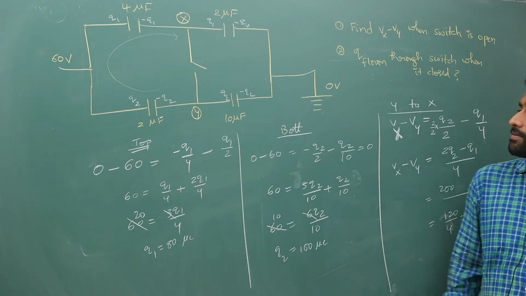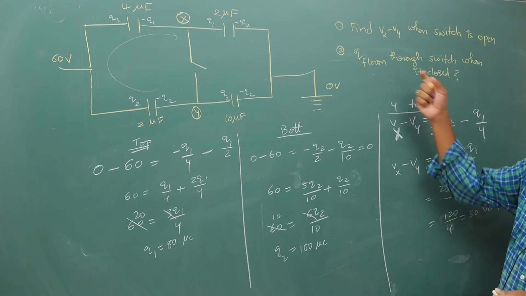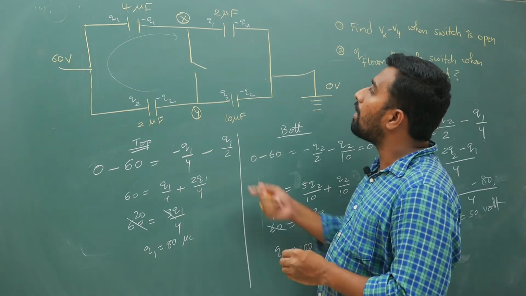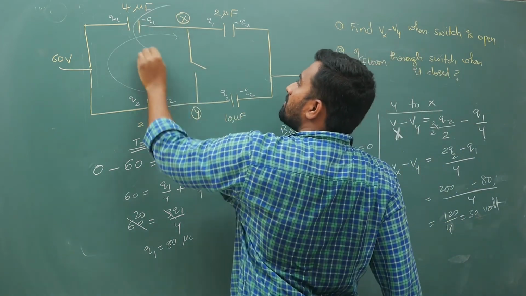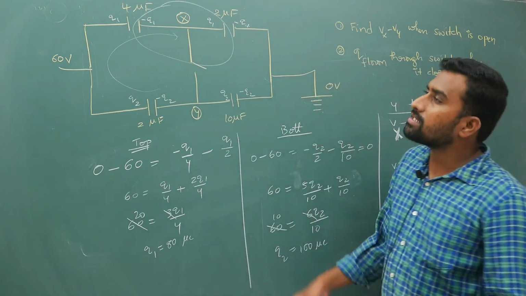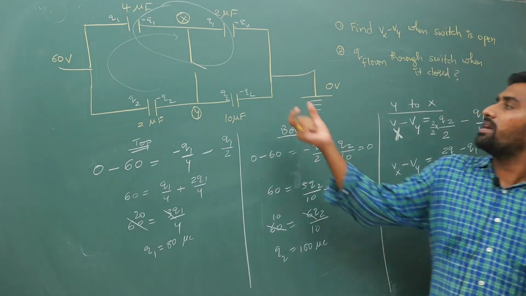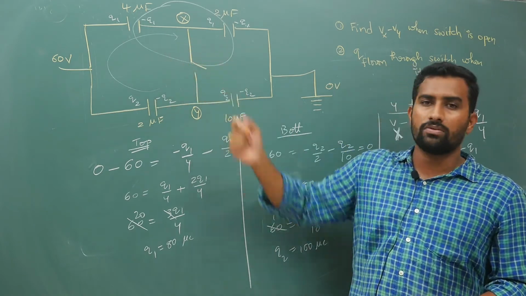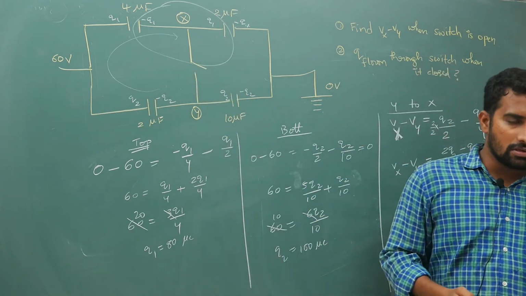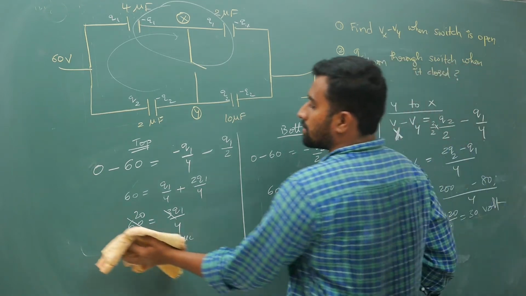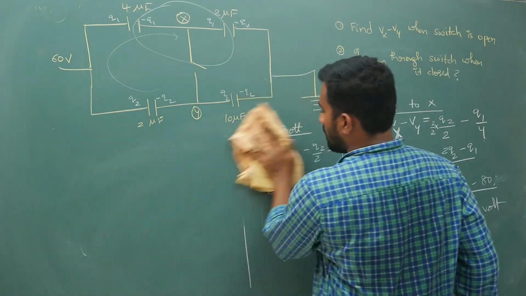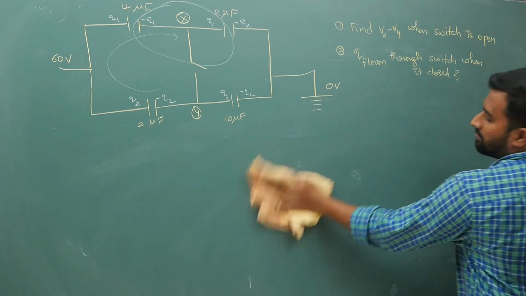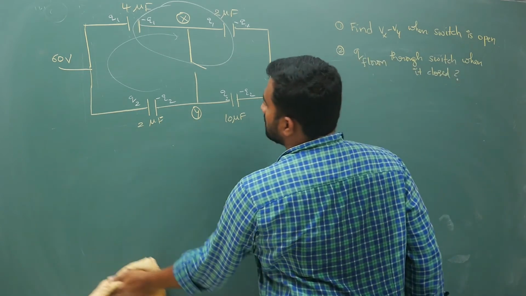Next part is the charge flown through the switch when it is closed. Now before, the enclosed charge in this region is 0. After the switch is closed, if we calculate, the extra charge is coming through the wire only, so we can calculate that. So now let us try to do that part. Let us try to simplify it. Next, find the charge flown through the switch when it is closed is your next bit.